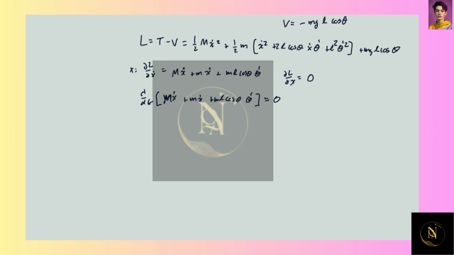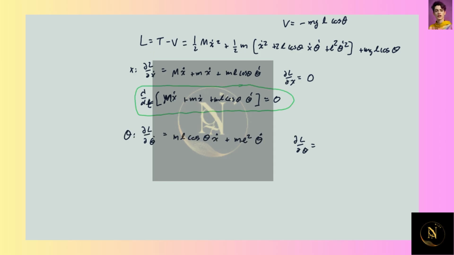So that was the x equation. For the theta equation, partial L partial theta dot, and partial L with respect to theta. Now it does depend on angle, but only in the potential energy. Well, it's got an angle dependence in the kinetic energy, because of the 2L cos theta x dot theta dot term, and it has another angle dependence in the potential energy term.